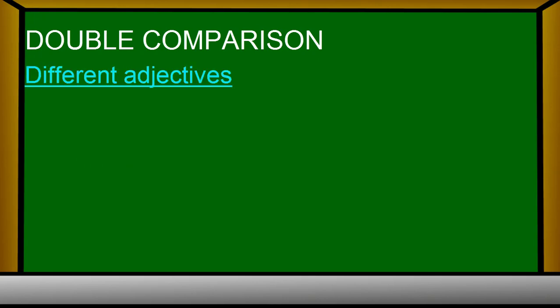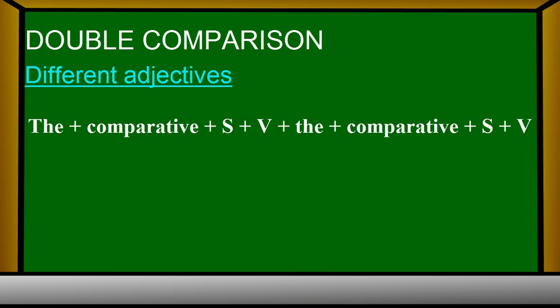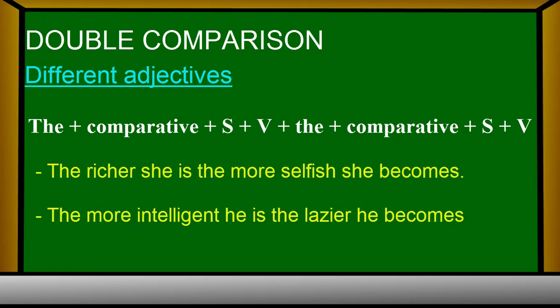If you use different adjectives, you have to follow these structures. For example, the richer she is, the more selfish she becomes. The more intelligent he is, the lazier he becomes.